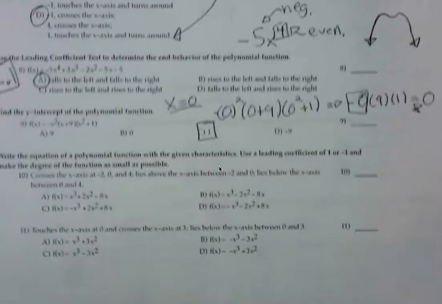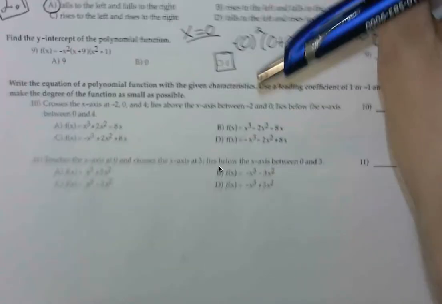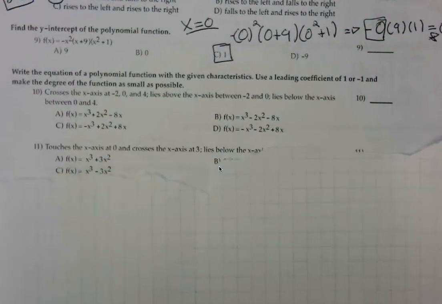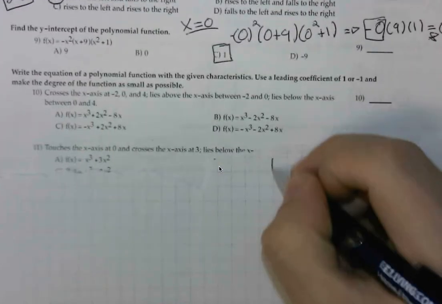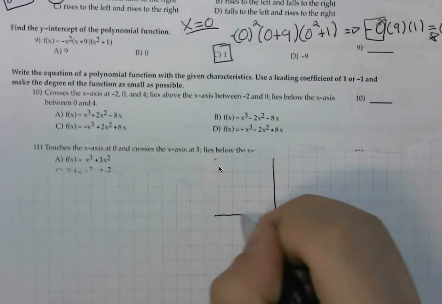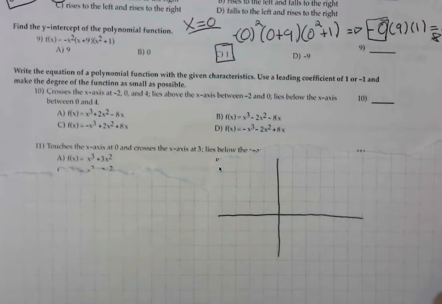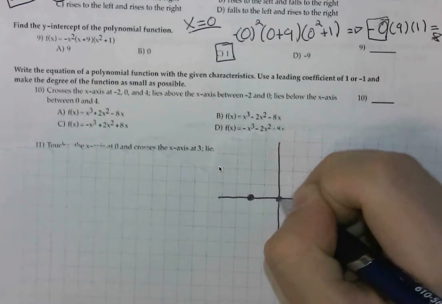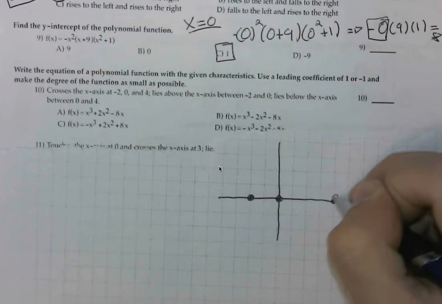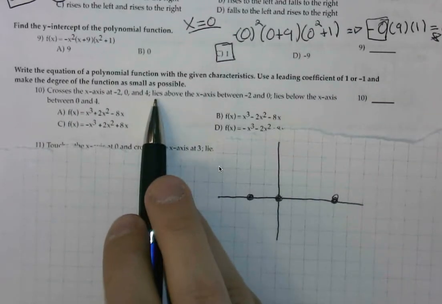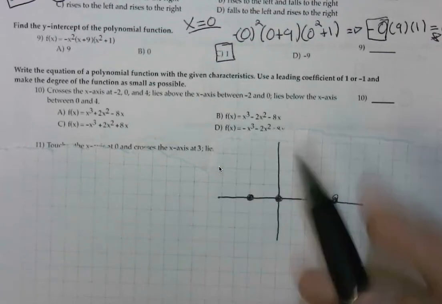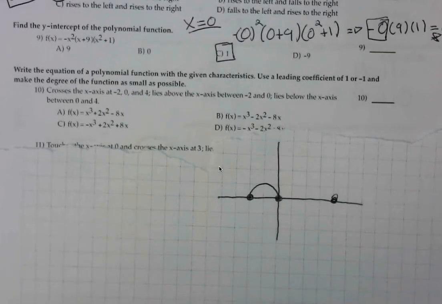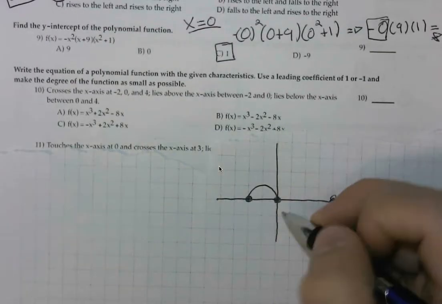Number 10, sketch this out. Cross the x-axis at negative 2, 0, and 4. I have graph paper, so I'm going to utilize it. So I've got these 3 zeros, 1 at negative 2, 1 at 0, 1 at 4. I know that it's going to lie above the x-axis between negative 2 and 0, so it could look like this. I know that it's going to lie below the x-axis between 0 and 4.